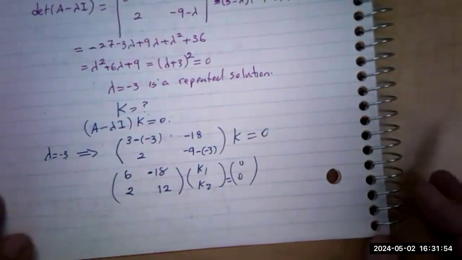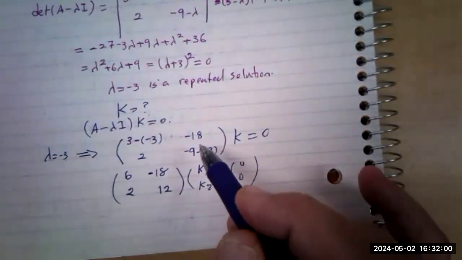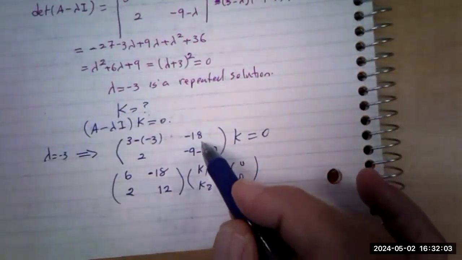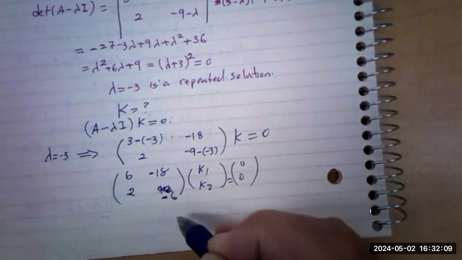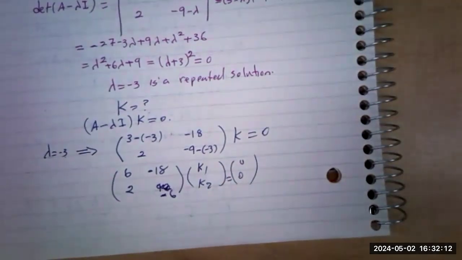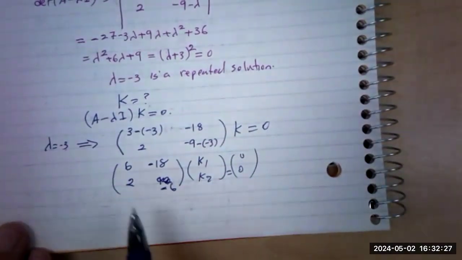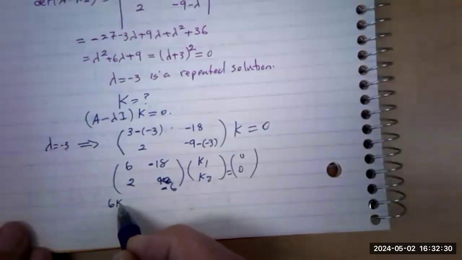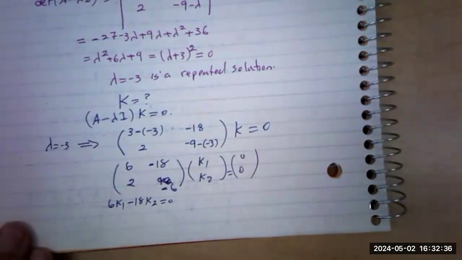We talk about it, both rows are the same, because if you multiply the second one by 3, you get the first. I'm sorry, that would be -6 in the last entry. So if you multiply the second row by 3, you get 6, -18. You just need to get one of them. So I give you 6k1 minus 18k2 equal to 0.